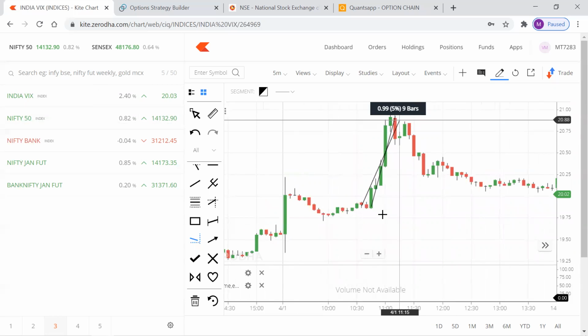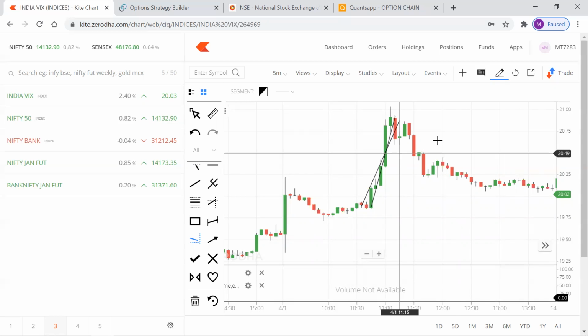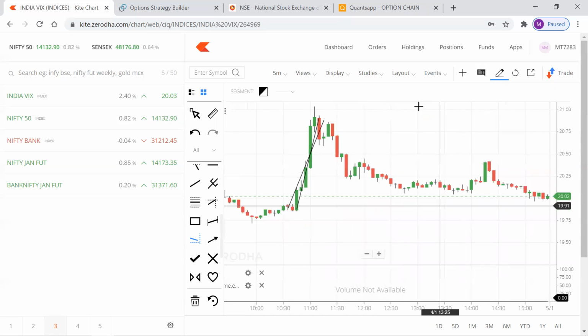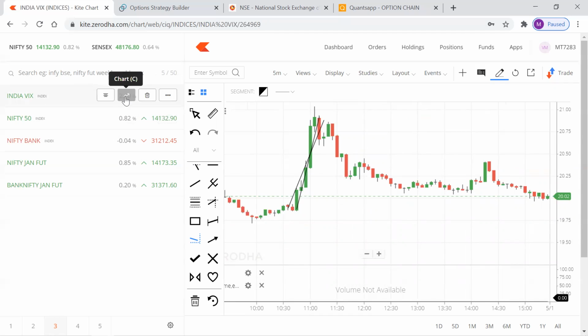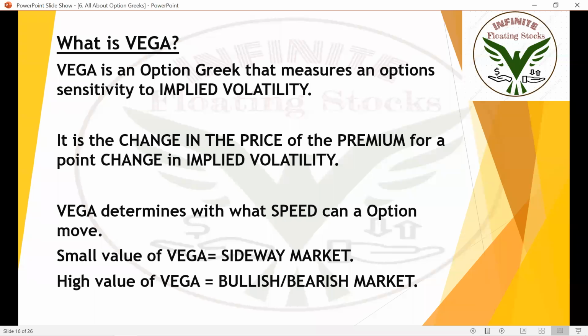So if VIX increases, the market will be more volatile. It will make strong movements towards upside or downside. If India VIX is low, the market will move sideways. Just remember that. VIX should be less than 24 or 23 for a sideways market. If India VIX is more than 24 or 25, the market will be more volatile. So that's all about Vega.